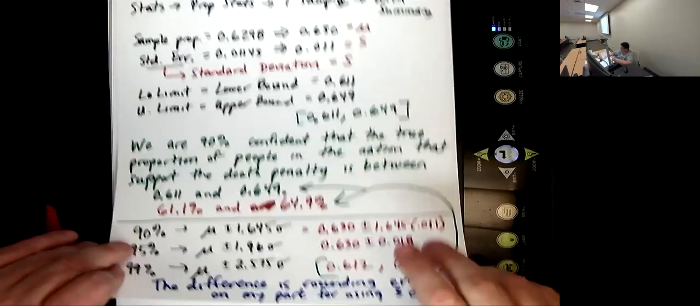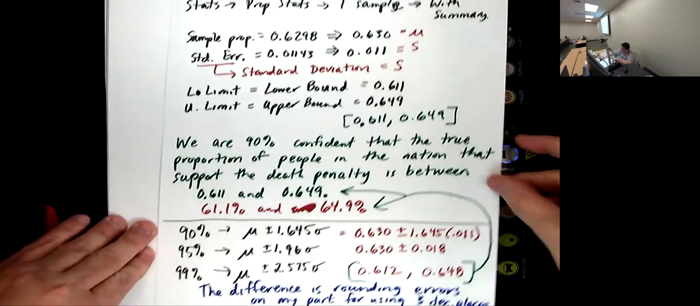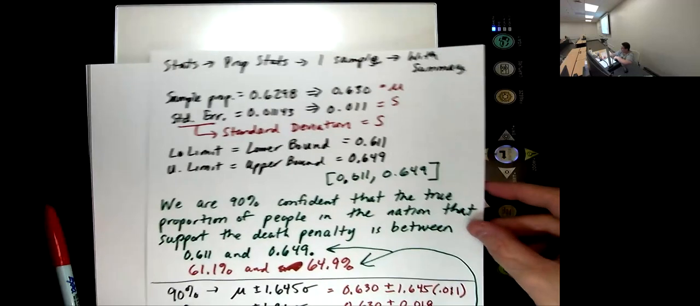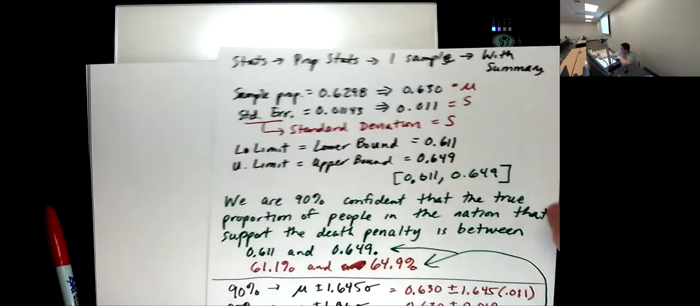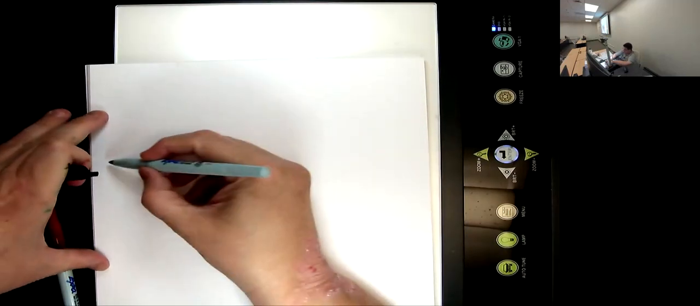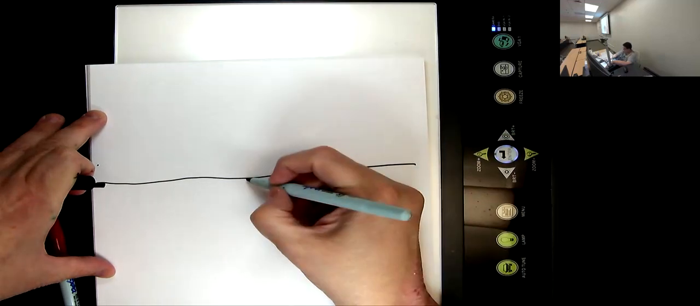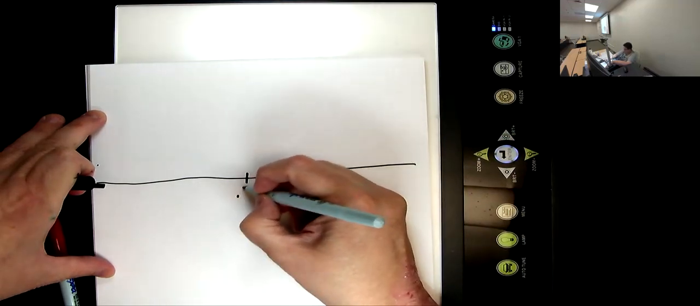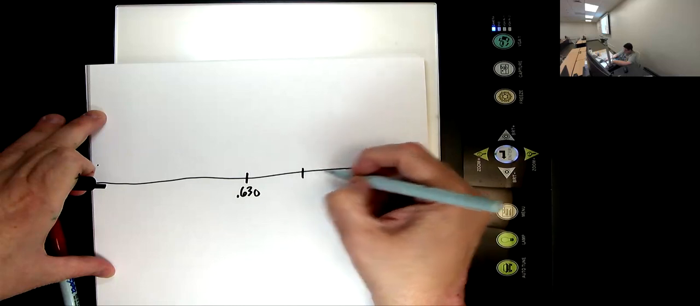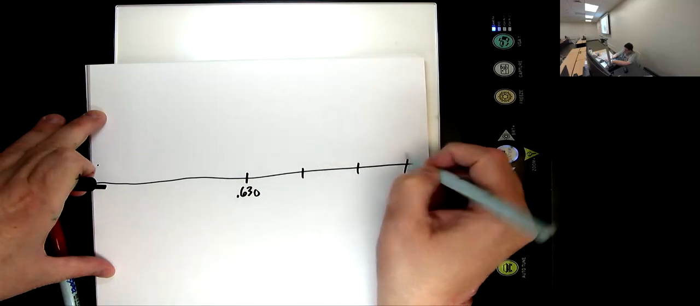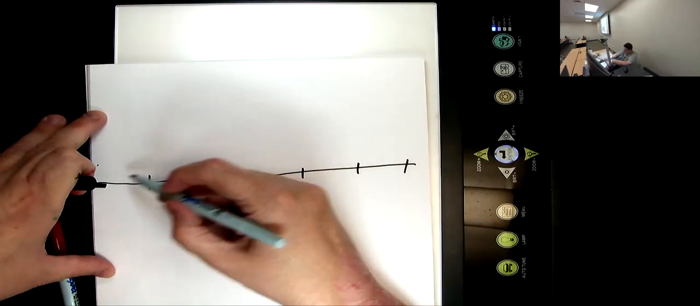Okay. So I'm going to draw the bell curve because there's more that we can get from this, so we can really understand what's going on. My mean was 0.630 in the center. As I go right, 3 deviations. As I go left, 3 deviations.